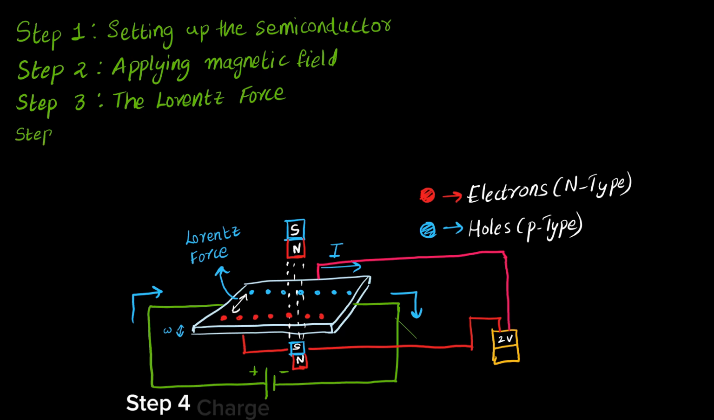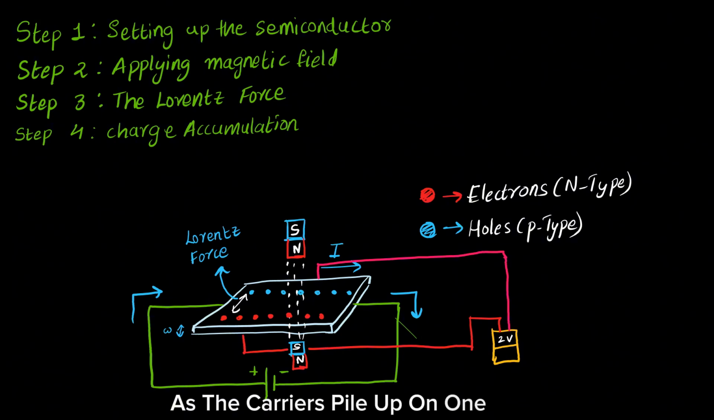Step 4. Charge accumulation and Hall voltage. As the carriers pile up on one edge, a voltage develops across the width of the semiconductor, and this is the Hall voltage. For N-type semiconductors, where electrons are the majority carriers, the bottom edge becomes negatively charged and the top edge positively charged. For P-type semiconductors, where holes are the majority carriers, the bottom edge becomes positively charged and the top edge negatively charged.